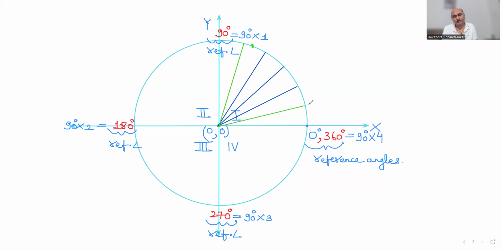So now all of you can see this. This is 15 degrees, this is 30 degrees, this is 45 degrees, this is 60 degrees and this is 75 degrees. And finally we got 90. All of you understood how we divided the quadrant into 6 equal parts? Yes or no? Yes, sir.